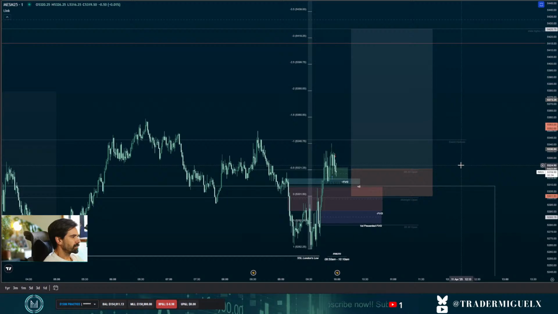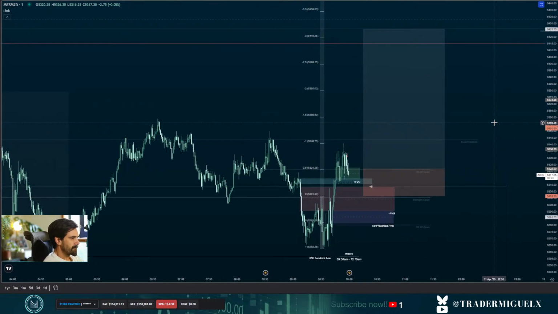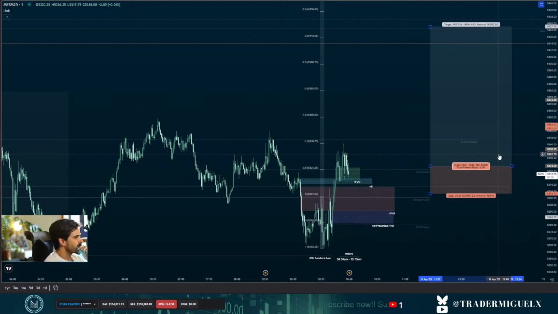If news gives us something like displacement to the downside, then I would reconsider my first plan. Because honestly, this order block here is still being respected. As you can see, price is not willing to close above it. So this might give us mixed feelings, I guess.